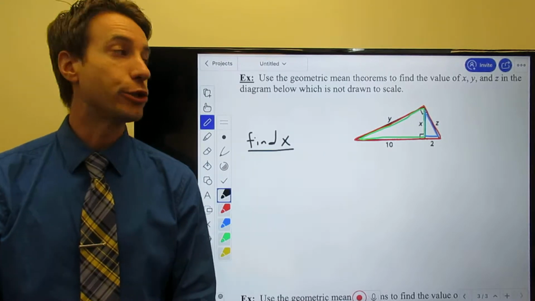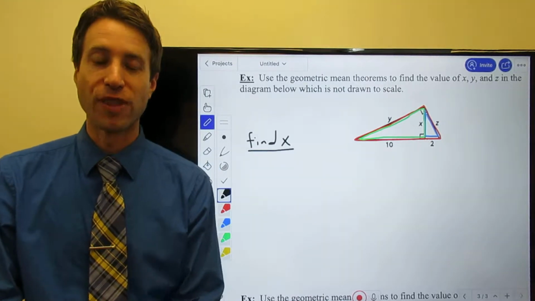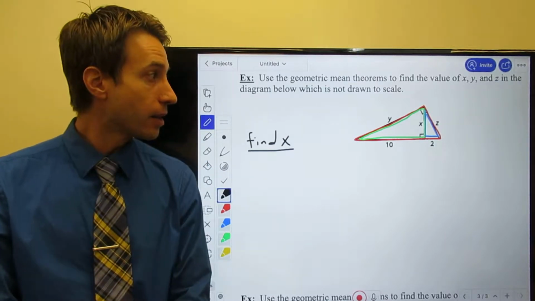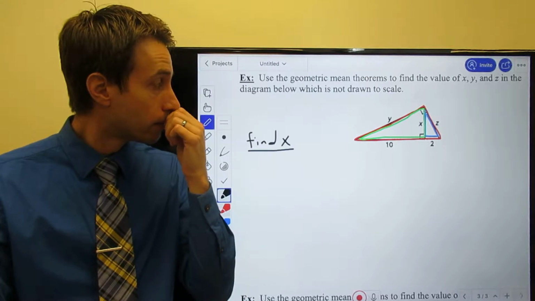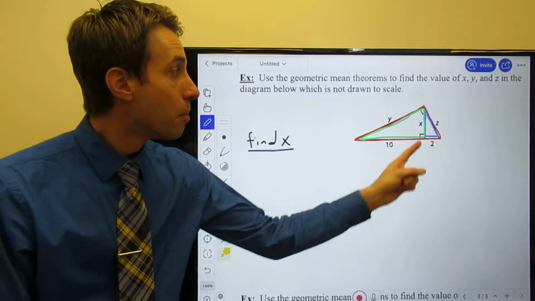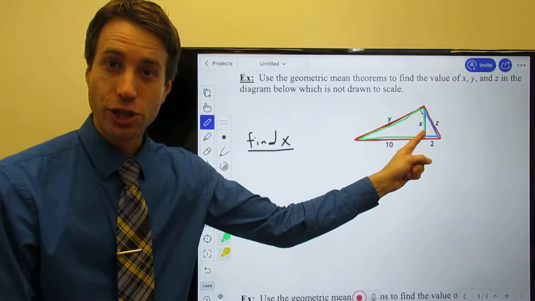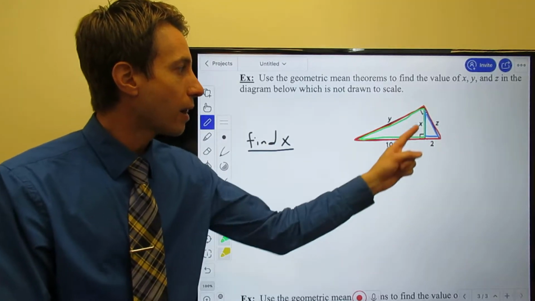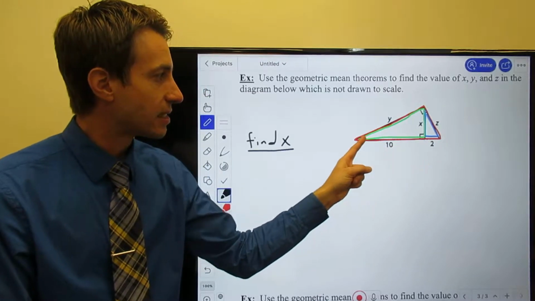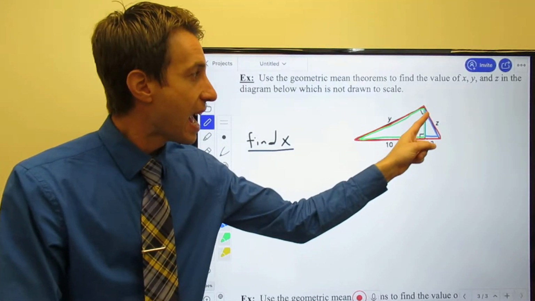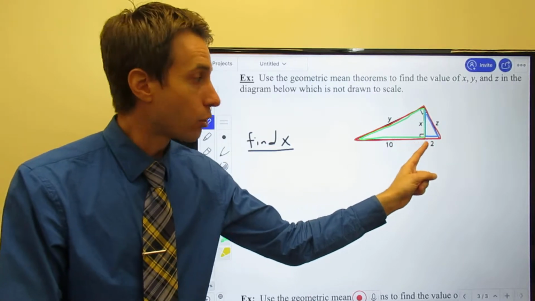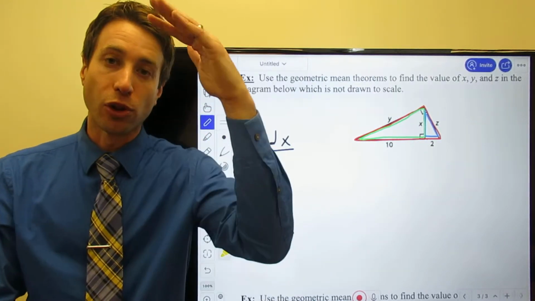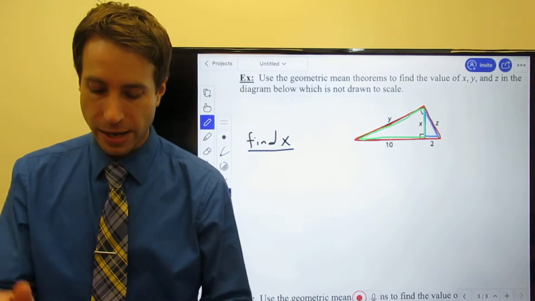Okay, I need to set up a proportion. So which two triangles share that common side of x? The blue and the green triangle share x. Okay, great. Well, what else do they have? Well, x also has this leg of 10, and the blue triangle also has this leg of 2. All we got to do, just remember, put the longer side on top, shorter side on the bottom.